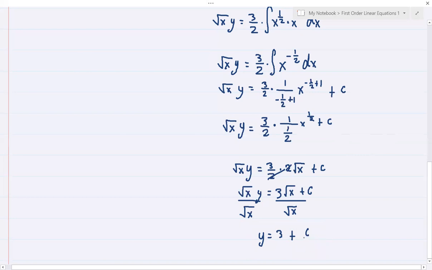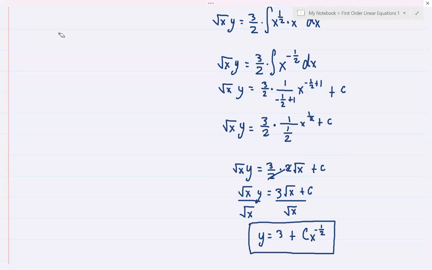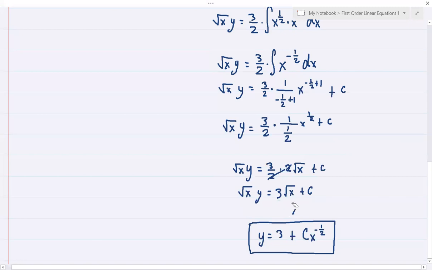Or you can have plus c times x raised to negative 1. Okay, so this is your final answer. Or if you want, you can have this as your final answer as well. That's it. So either of the two, both of them are correct.